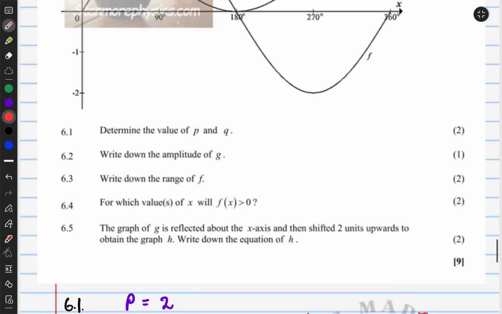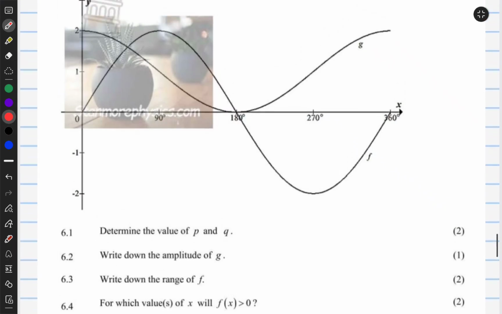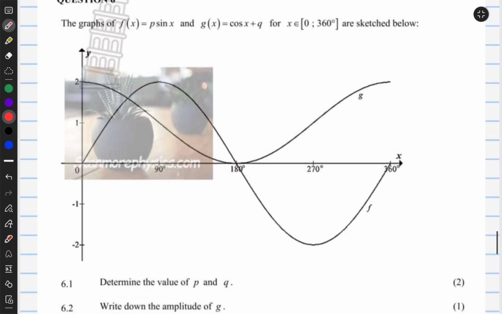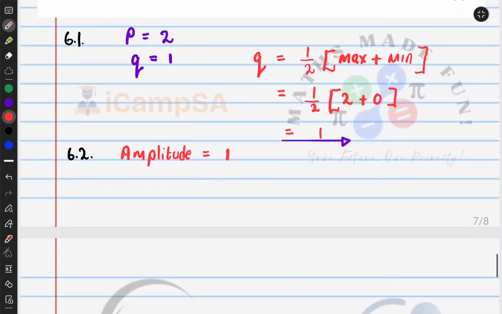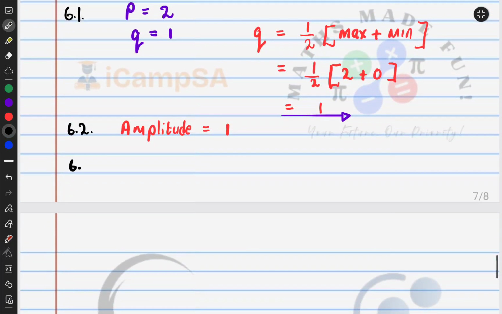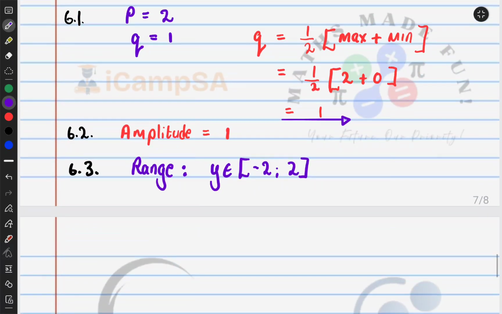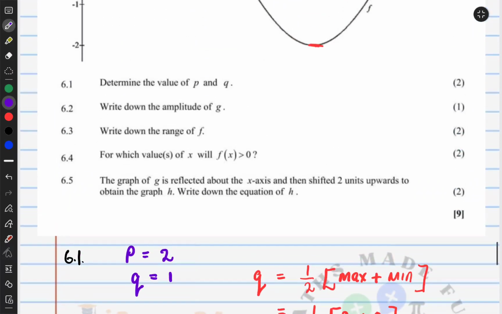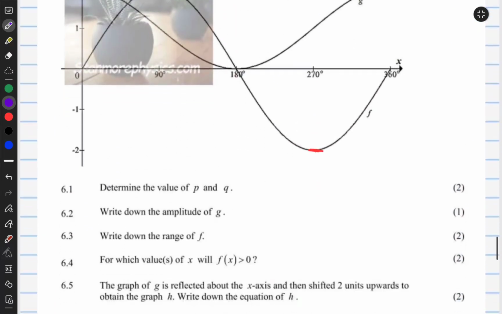Okay, and then for 6.3, write down the range of f, the sine function. So the sine function has the maximum value of 2 and the minimum value of -2. So it ranges between -2 and 2. So we say the range y is an element from -2 to +2 in square brackets, because those values are also included. That is the range of f.